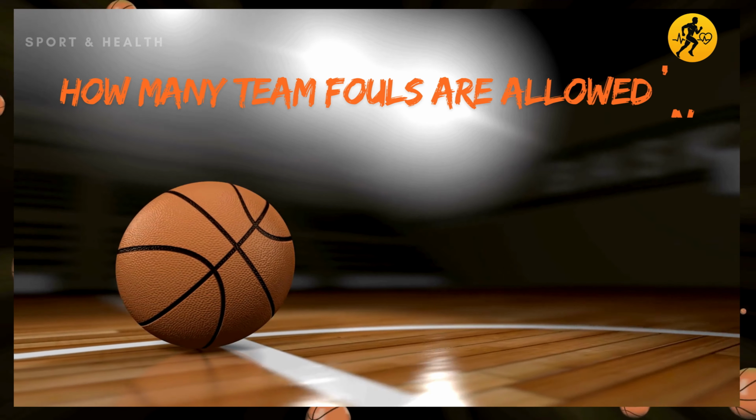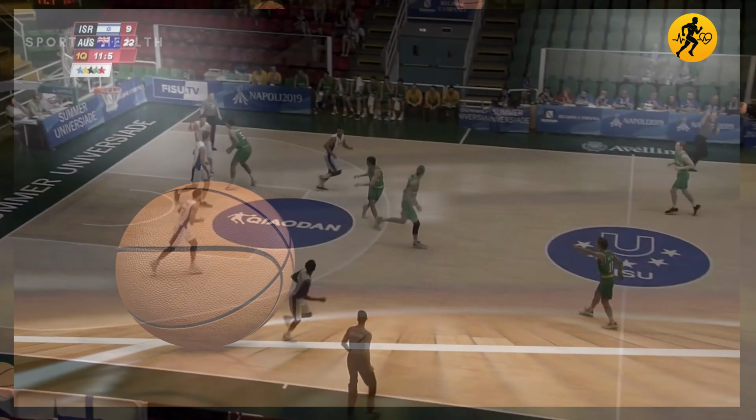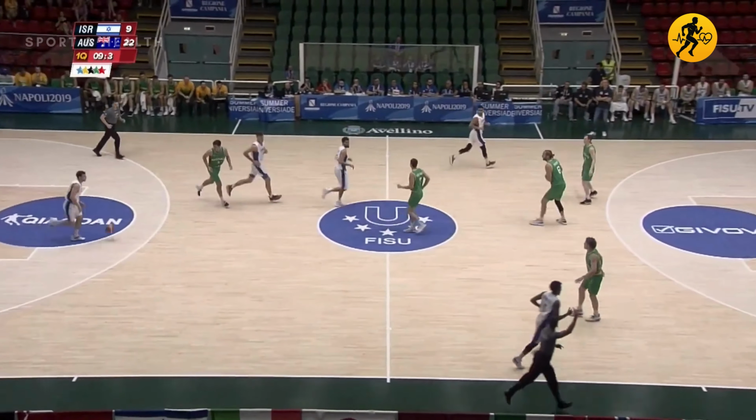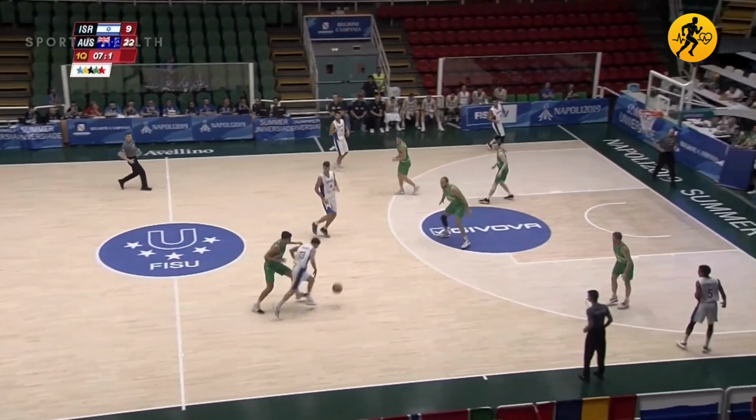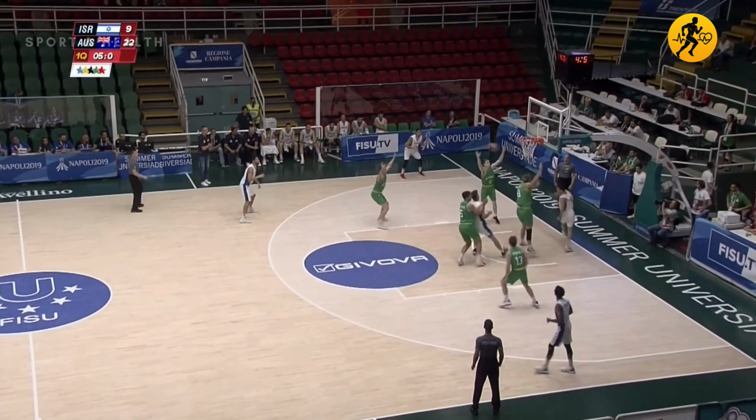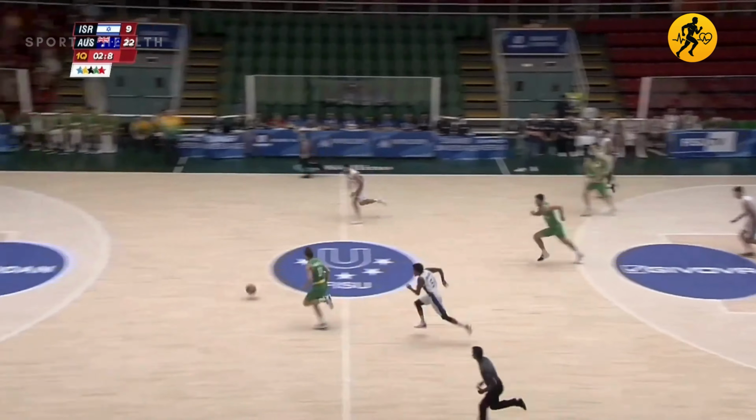How many team fouls are allowed in basketball? In this sport, when a team has a total of 4 team fouls in a period, each subsequent foul will entitle the opposing team to 1 free throw.